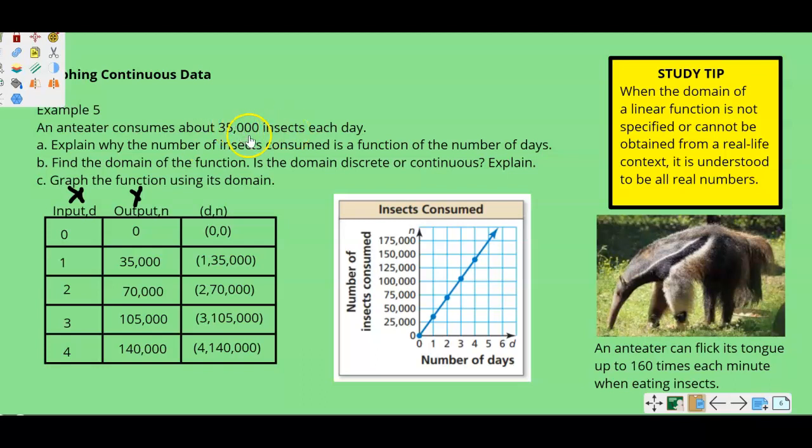And wow, anteater, maybe I need an anteater around my house to eat more insects because there's a lot of insects in the summer around my house. I had no idea anteaters would eat that many insects in a day.